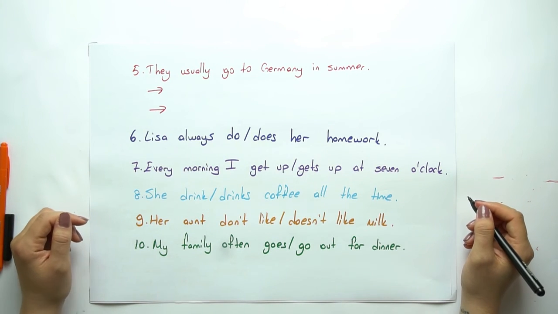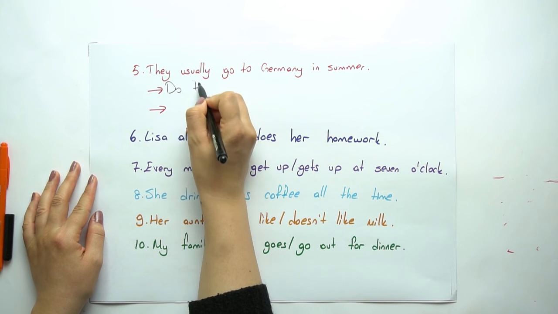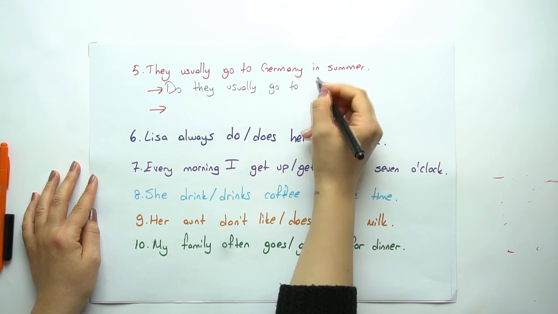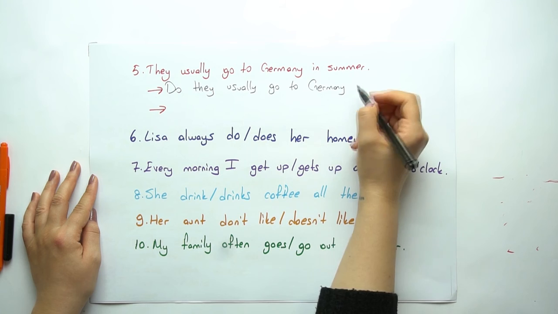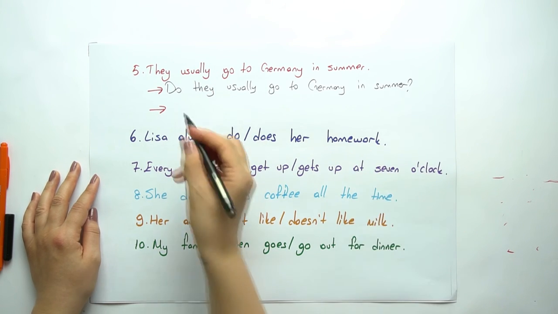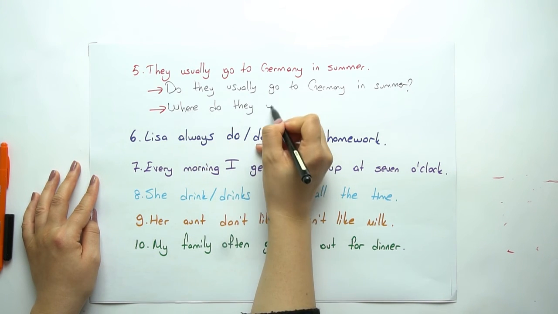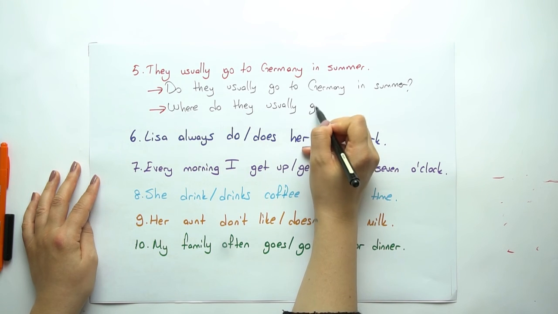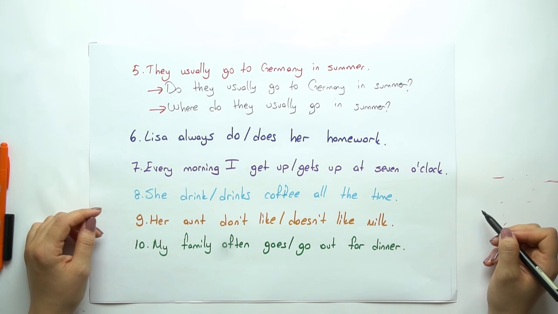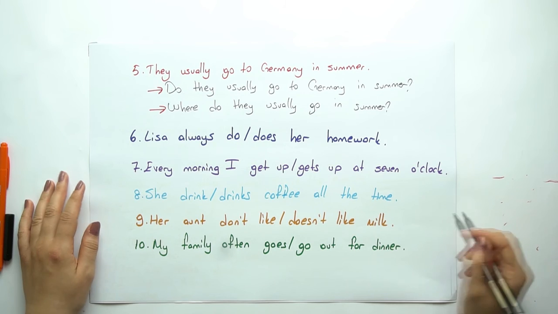Next one. They usually go to Germany in summer. So we need to start with do. Do they usually go to Germany in summer? And also we can ask, where do they usually go in summer? Both questions are possible. Now, we will choose the correct option according to the subjects.